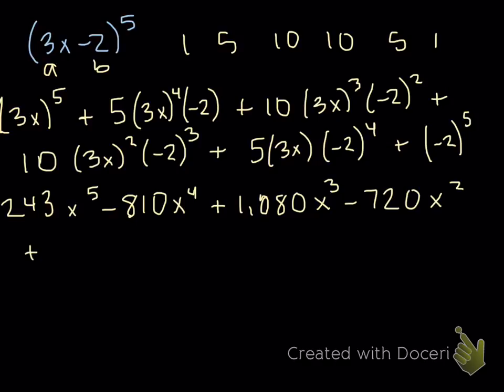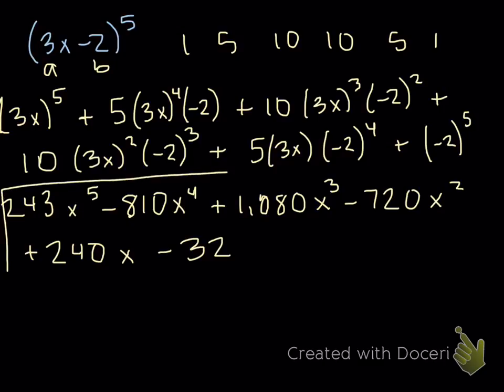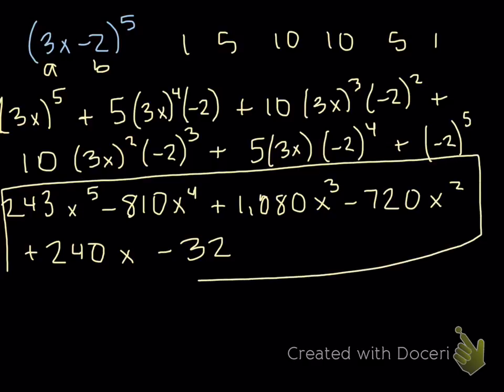Plus, negative 2 raised to the 4th power is 16, times 3 times 5 is 240, and I'm at a regular x now. And then negative 2 raised to the 5th power is negative 32. So here is our final answer. Again, if you were to multiply this binomial out 5 times, this is the answer you would get. It still takes a little bit of time, but I promise you it is much easier than multiplying that out 5 times.